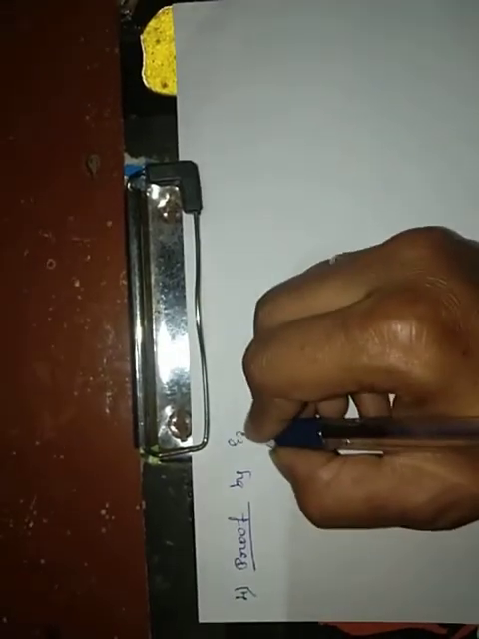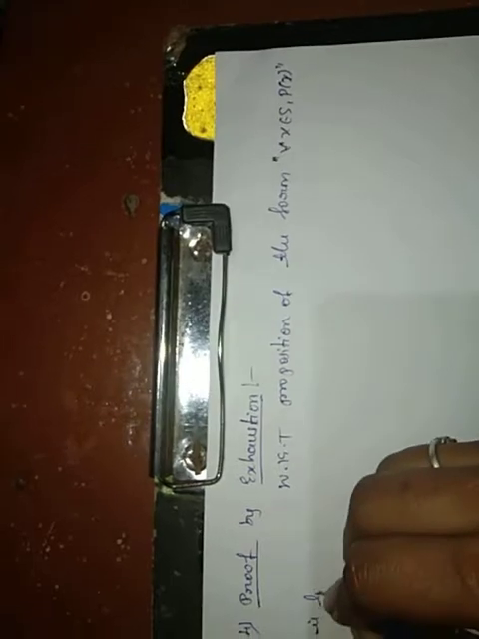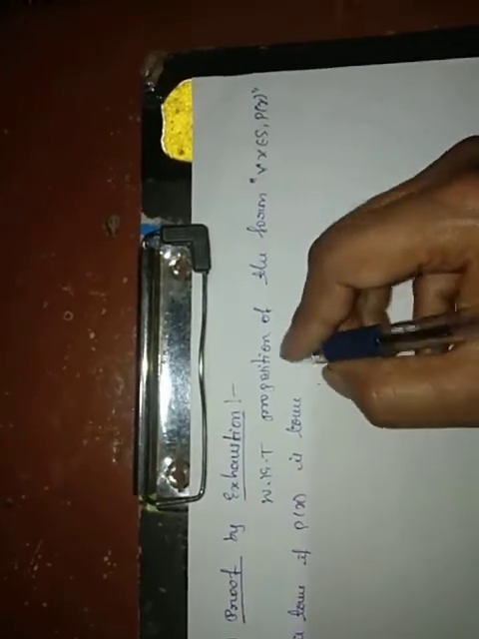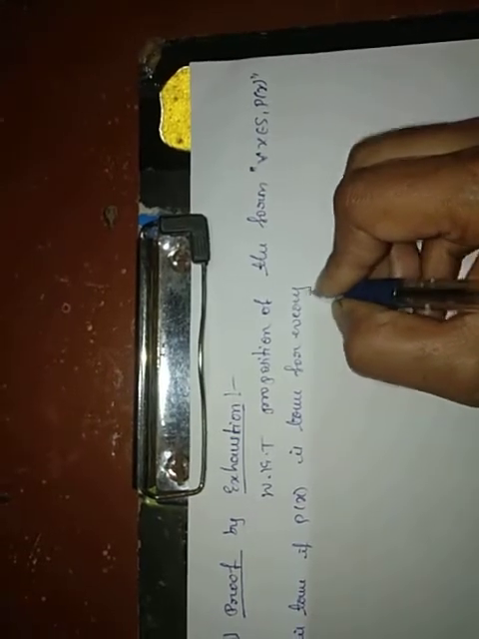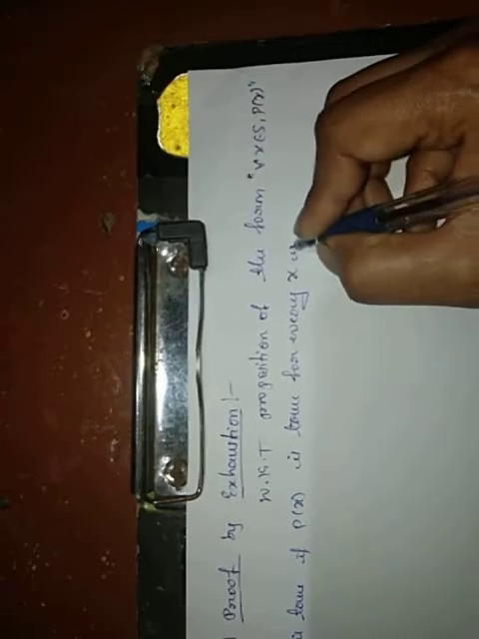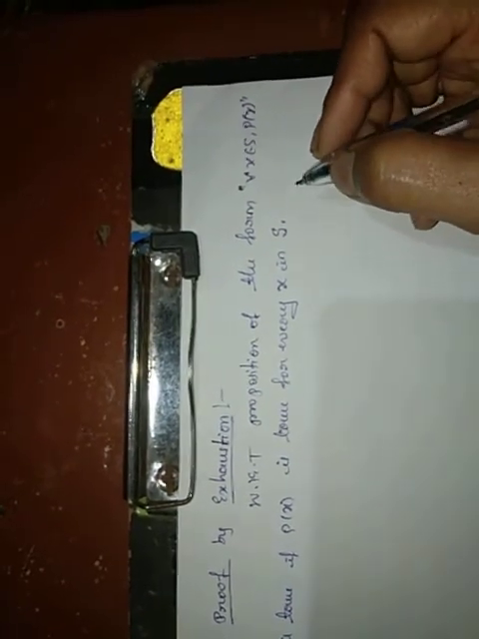Fourth one is proof by exhaustion. We know that a proposition which is of the form for all x belongs to S comma P of x is true if P of x is true for every x in S.